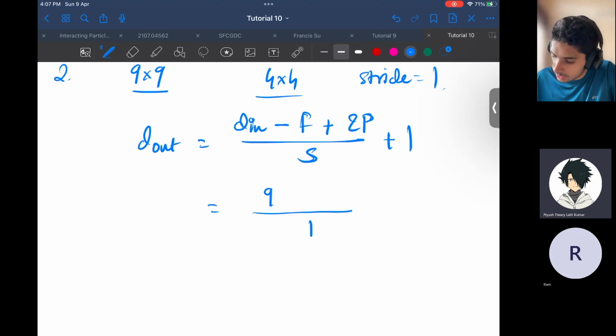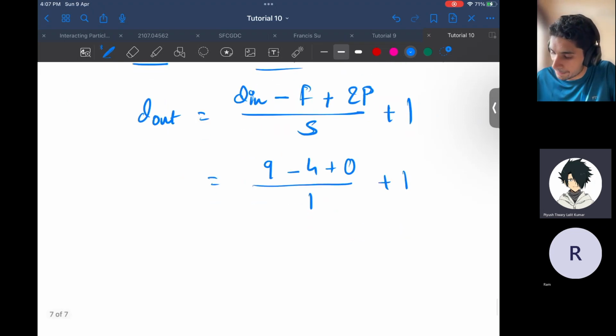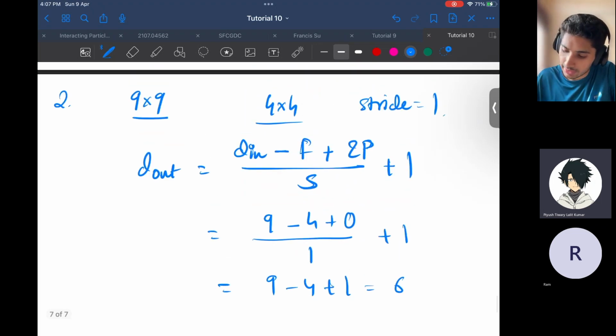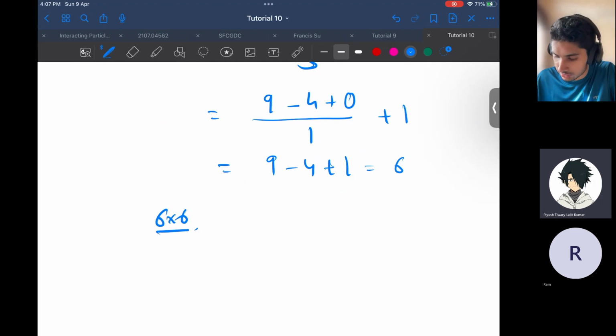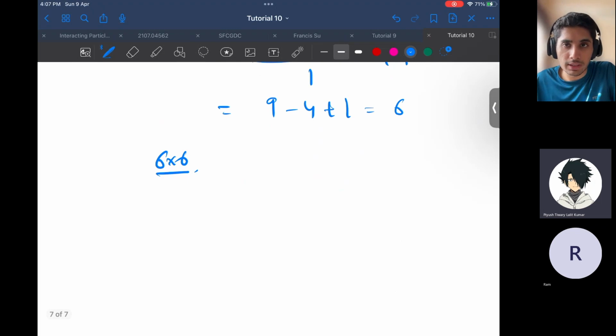D in is given to be 9. Filter size is mentioned to be 4. Since nothing is told about the padding, we will assume that the padding is 0. So this will be 9 minus 4 plus 1, which is 6. Since it is a 9 cross 9 image, the same formula applies for height as well as width. So the output image will be 6 cross 6. So it's a simple question. I hope you will get that. If you didn't get it, let me know.